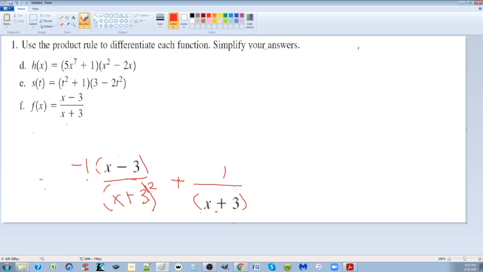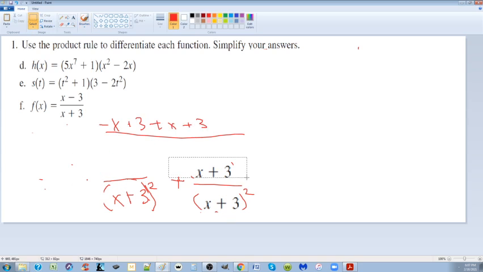The only way you can add this is if you make this denominator the same as that, which means I have to multiply this right side by itself, top and bottom. So it becomes that, and it becomes squared at the bottom. Now I can add them. Let's distribute this first, though. So I get minus x plus 3, and I can add plus x plus 3, all of it divided by the common denominator.